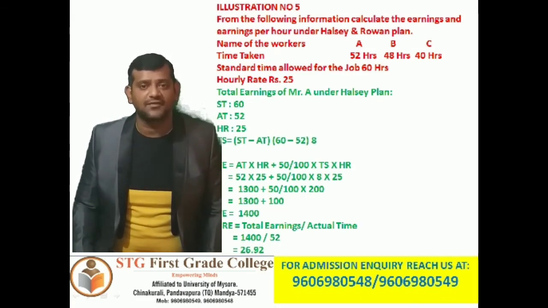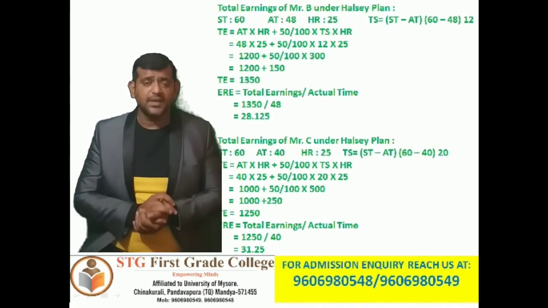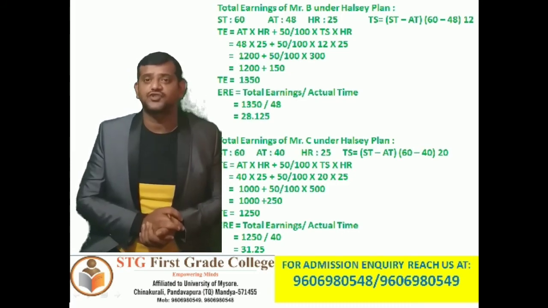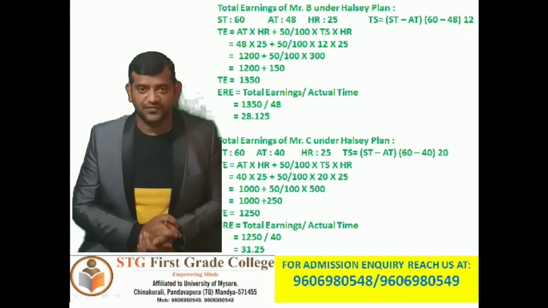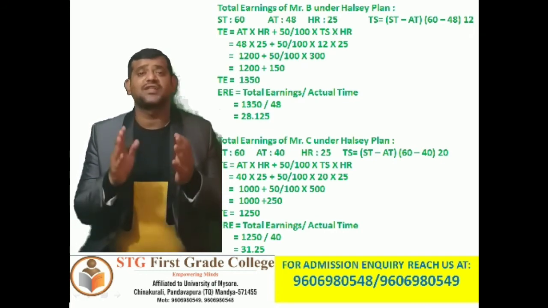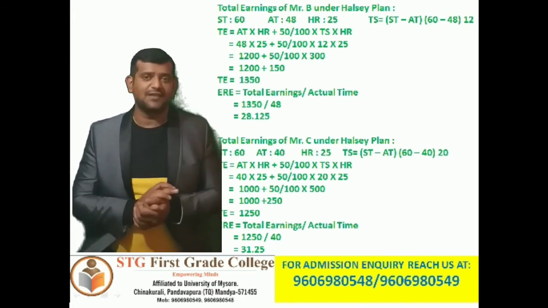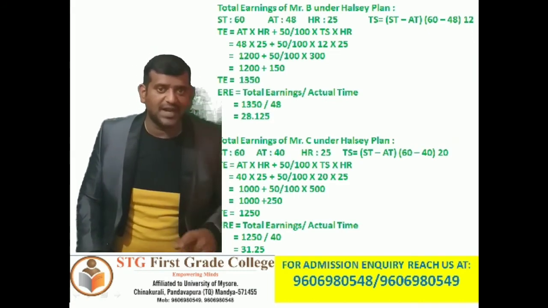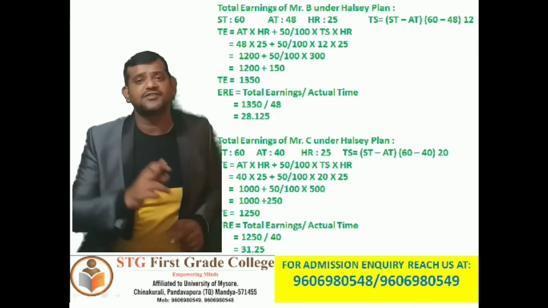Next we are calculating for worker B under Halsey plan. Same: standard time 60, actual time 48, hourly rate 25, time saved is 12, that is 60 minus 48. So actual time into HR plus 50 divided by 100 into TS into HR. That is 48 into 25 plus 50 divided by 100 into 12 into 25. That is 48 into 25, 1200, plus 50 divided by 100 into 300.